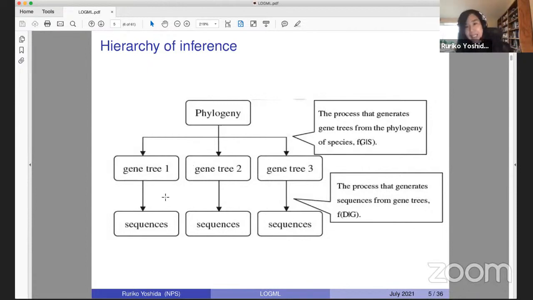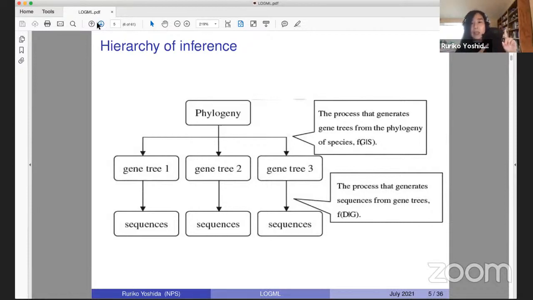But in reality, we only see the sequences. We don't know the gene trees and we don't know the species trees. So our real job in real life is to infer each gene tree from the gene sequences, and from a bunch of gene trees, we try to infer the species tree. That's the hierarchy of the statistical methods we have.